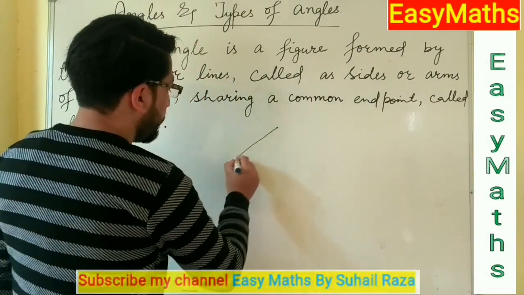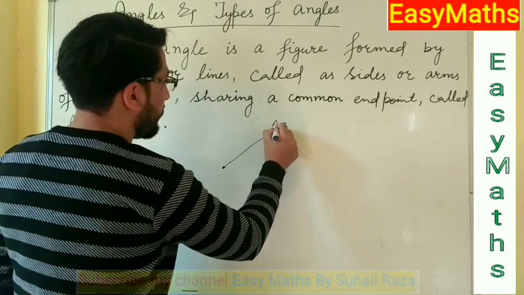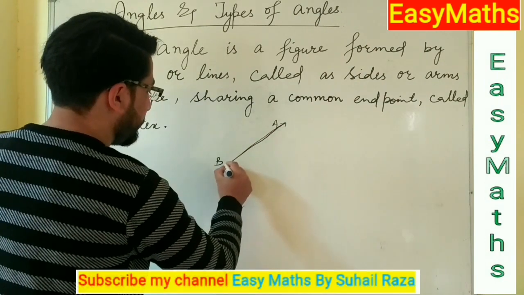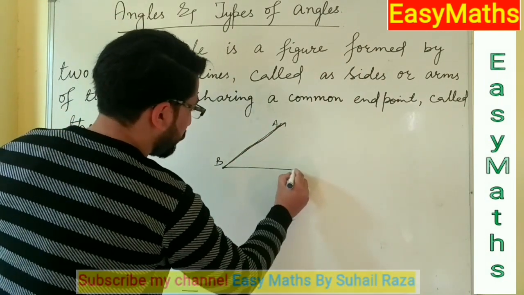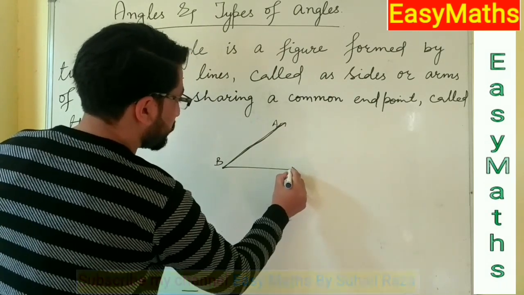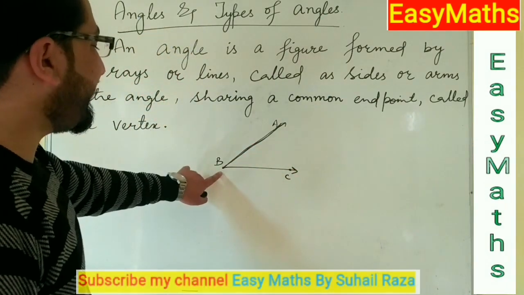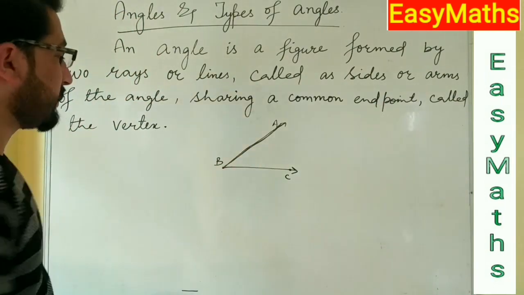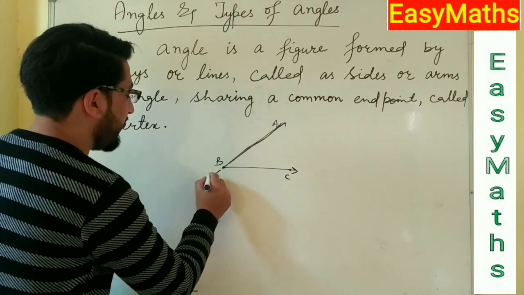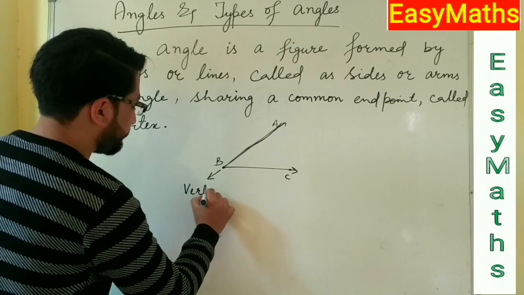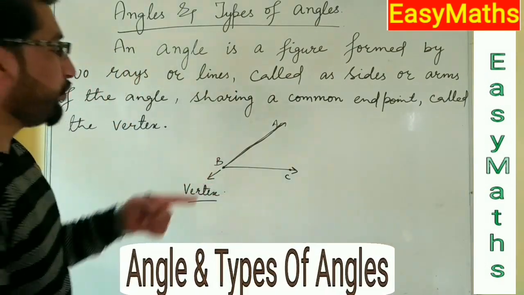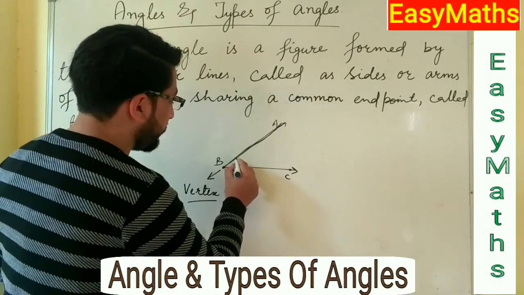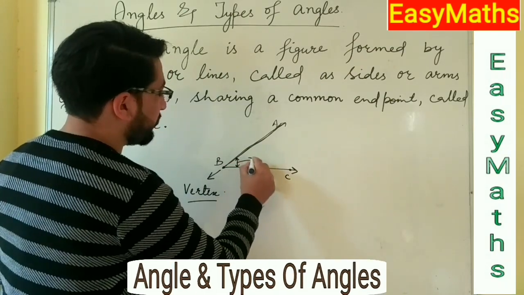Suppose we have a ray here. This is ray A B. So what we do is add one more ray to this ray. The ray will be B C. Here these two rays have met at a point that is a common endpoint for both rays. Where the two rays meet, this endpoint is called the vertex. So when two rays meet at a point, that point is the vertex, and the distance between these two rays is the angle.